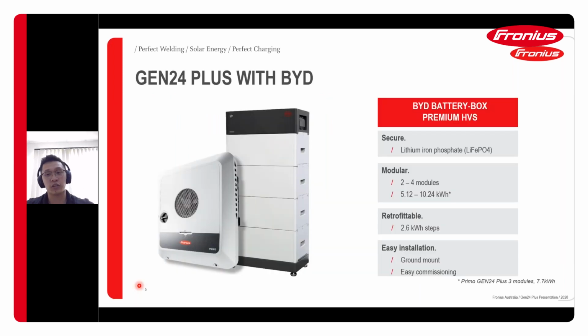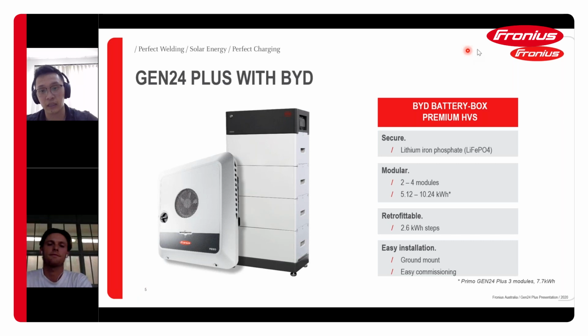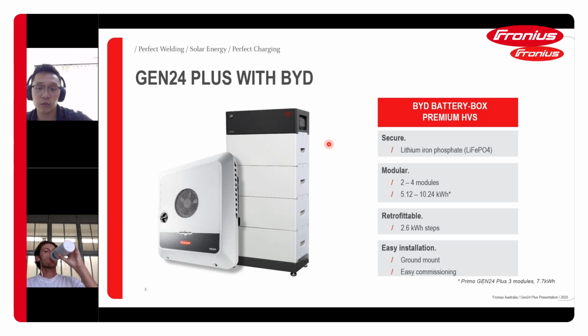In terms of which battery will be compatible here, it's going to be the BYD to start with. All right, so it's lithium iron phosphate. So you have the HVS, where S stands for small, and it will go from 5.12 kilowatt hour to 10.24 kilowatt hour. And what is really good with the BYD is you can start with 2 modules, which is the lowest storage.